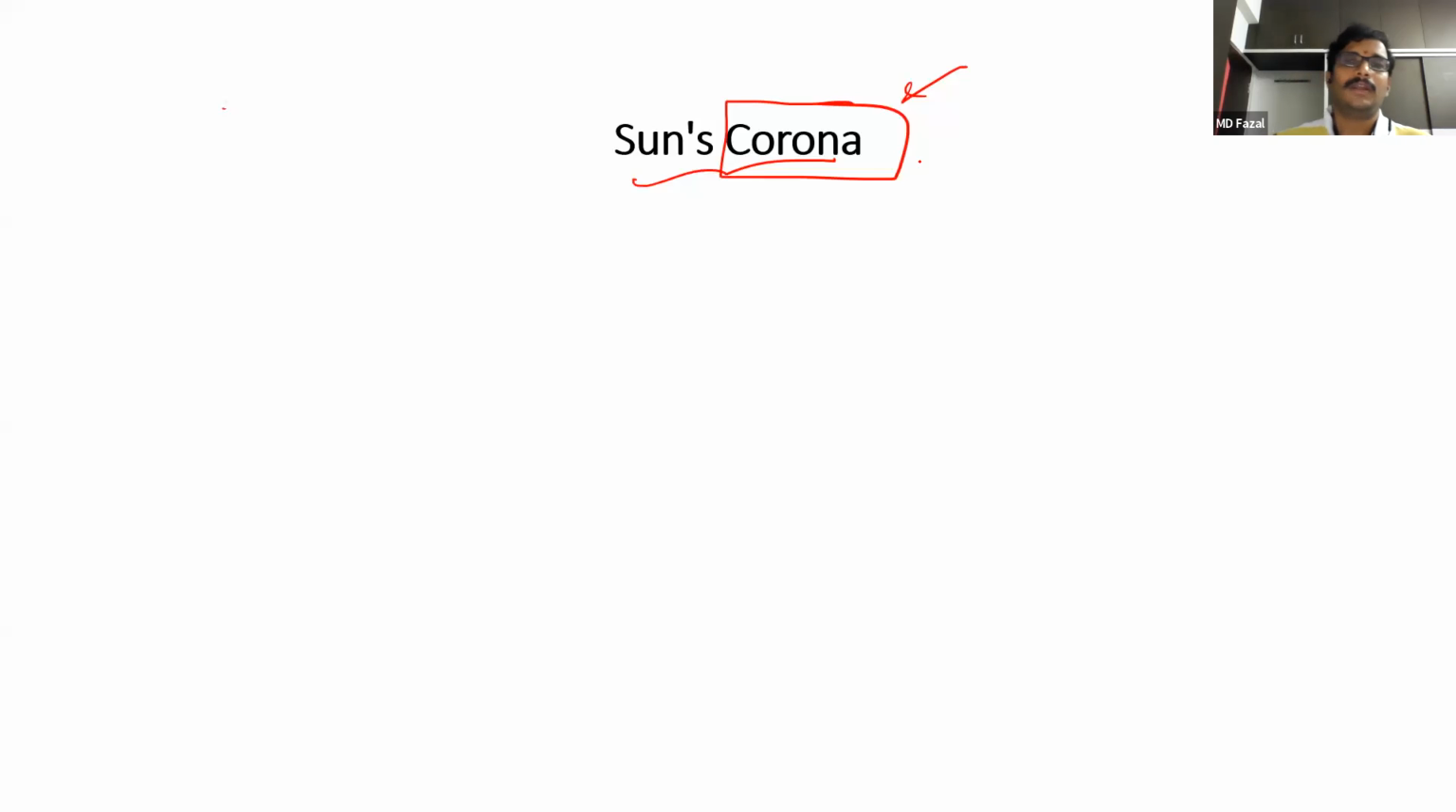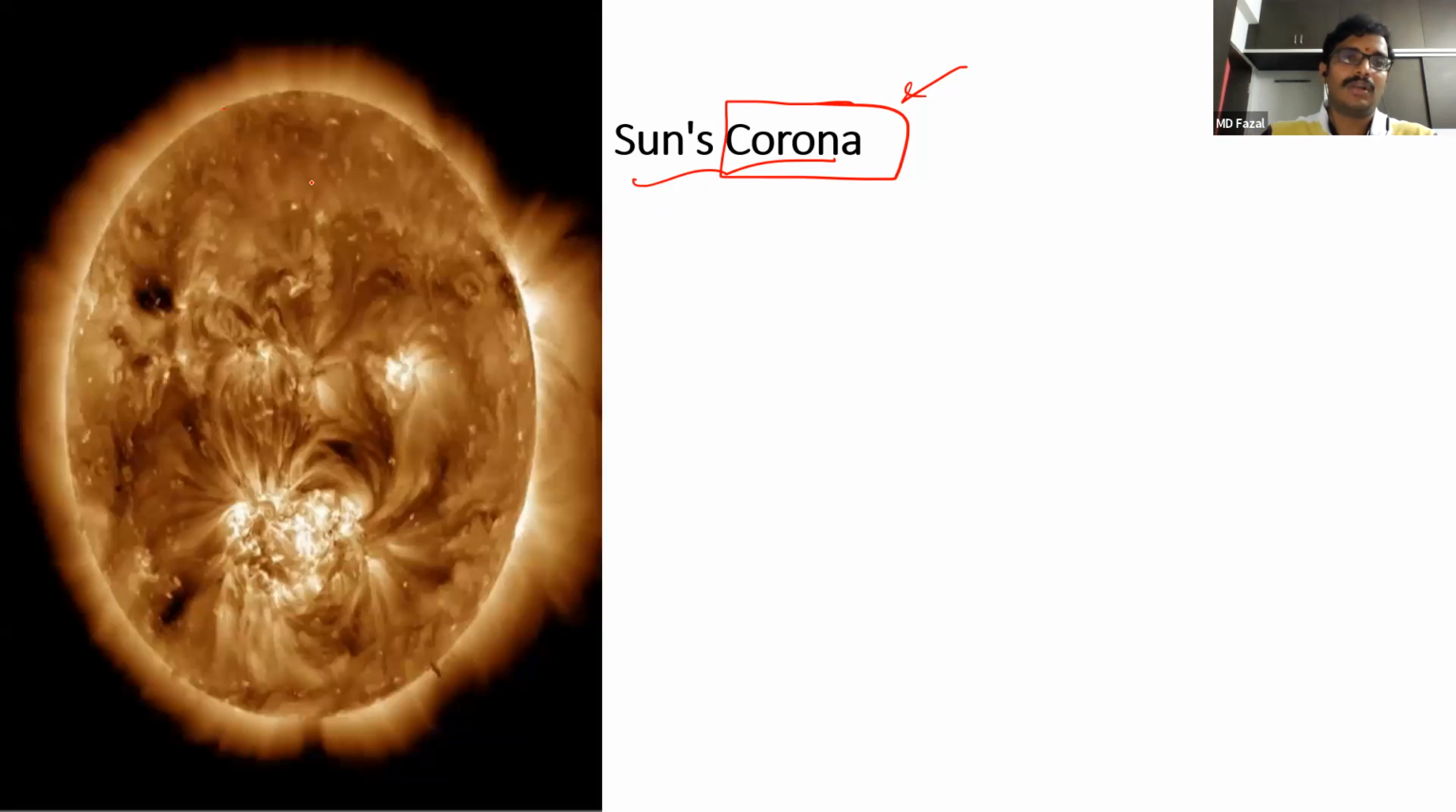Okay, very good. Now let's see about the sun's corona. The sun's corona is a very interesting thing. There is no answer till now for this phenomenon. The sun is there, and the surface temperature of the sun is around 6,000 degrees centigrade.